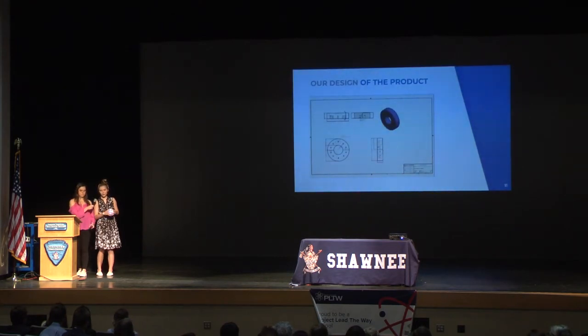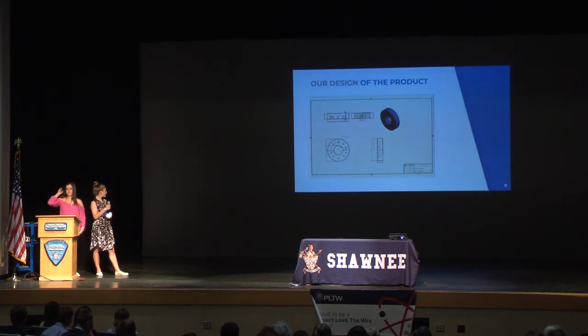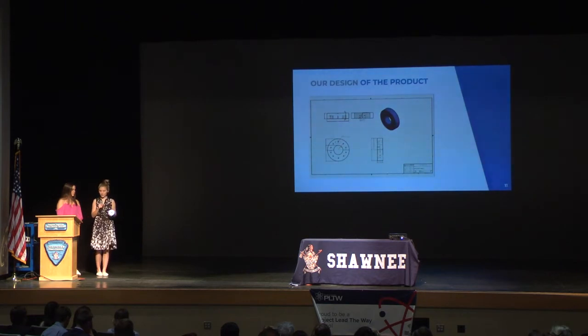So this is our AutoCAD drawing. You can see it's the circular formation of the LED lights. We originally didn't have the two casings put together. We needed that to make it hollow in the center for the wiring of the LED lights.